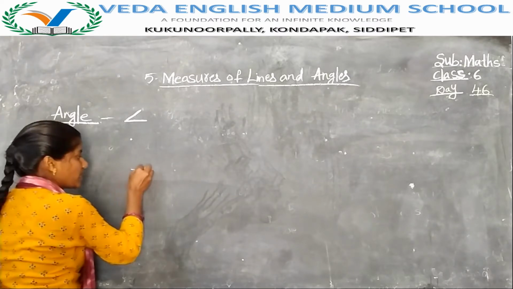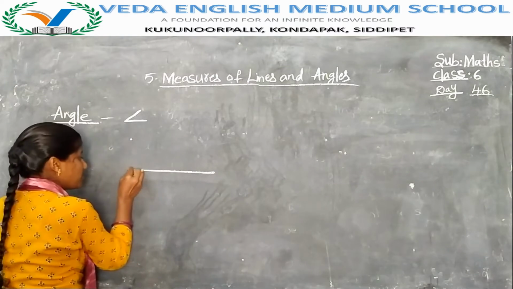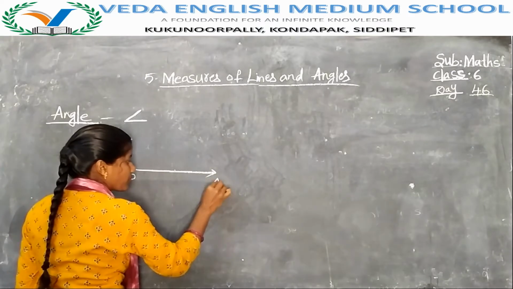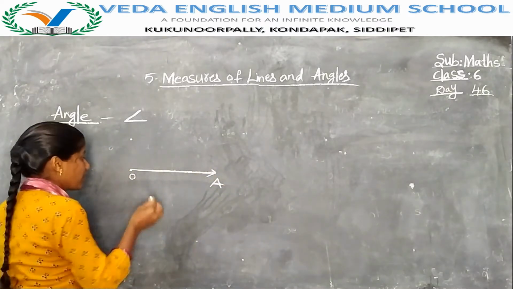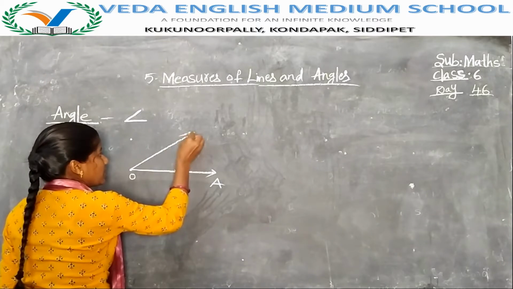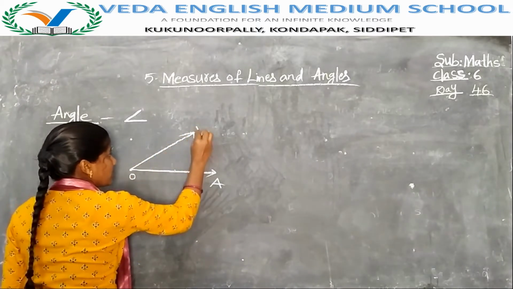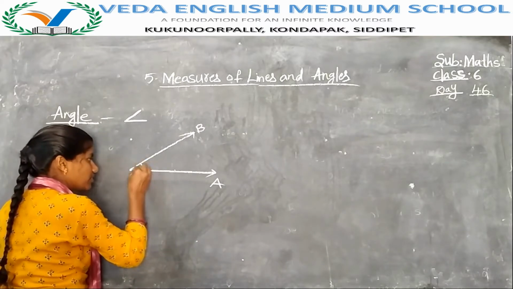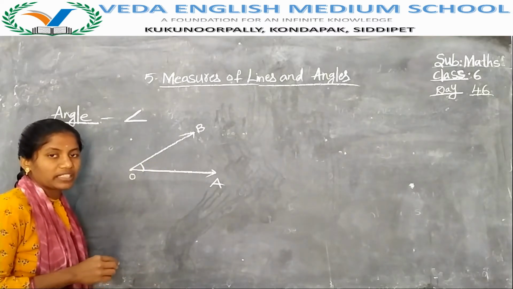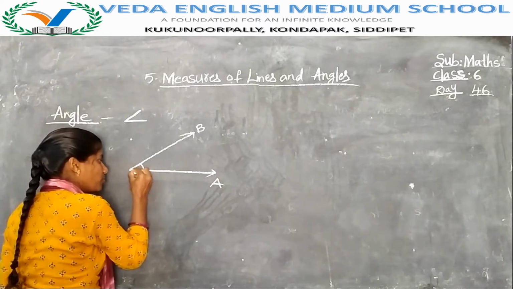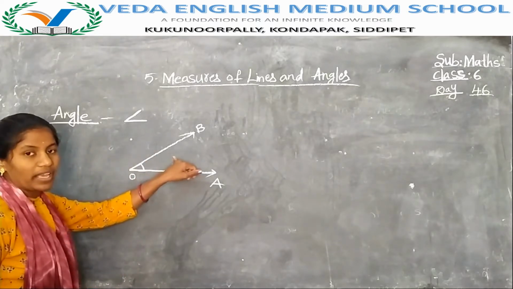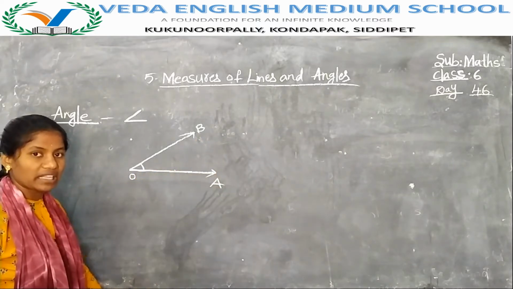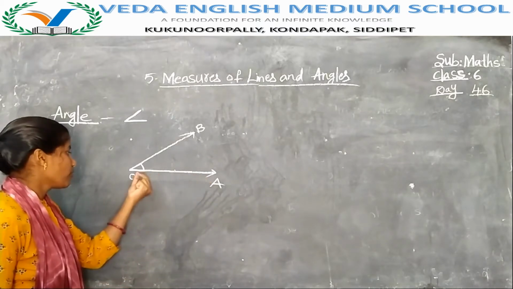For example, here is one ray. The name of this ray is OA. Now I am taking another ray. The name of this ray is OB. These two rays intersect here, so an angle is formed here. This is called an angle. What is the name of this angle? The name of this angle is angle AOB.